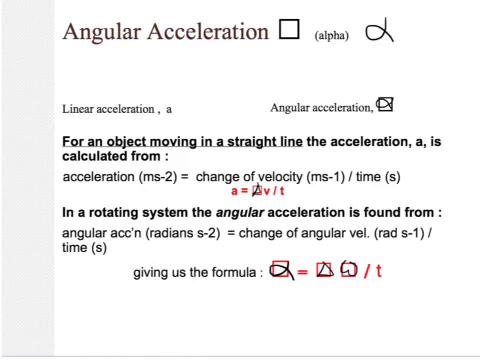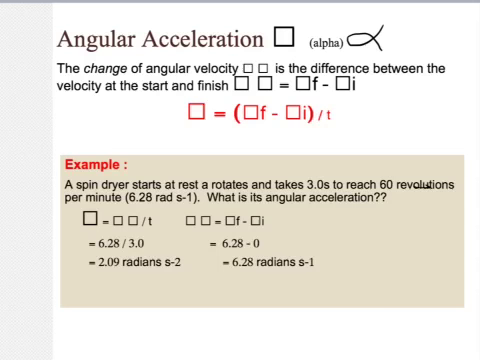Okay, so another way of thinking about change of angular velocity, which is written as delta omega, is to consider that it's equivalent to the final angular velocity omega f minus omega i. And so we can write the equation for alpha, the angular acceleration, as the final angular velocity take away the initial angular velocity over time.